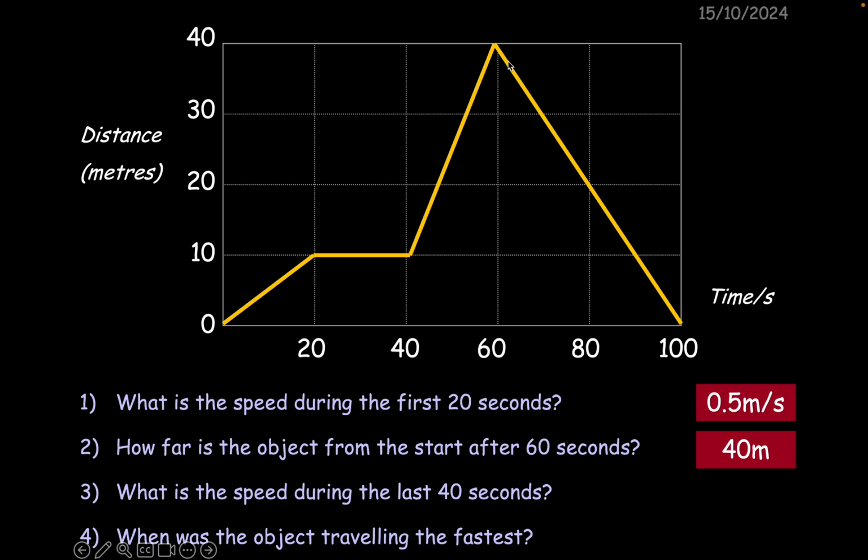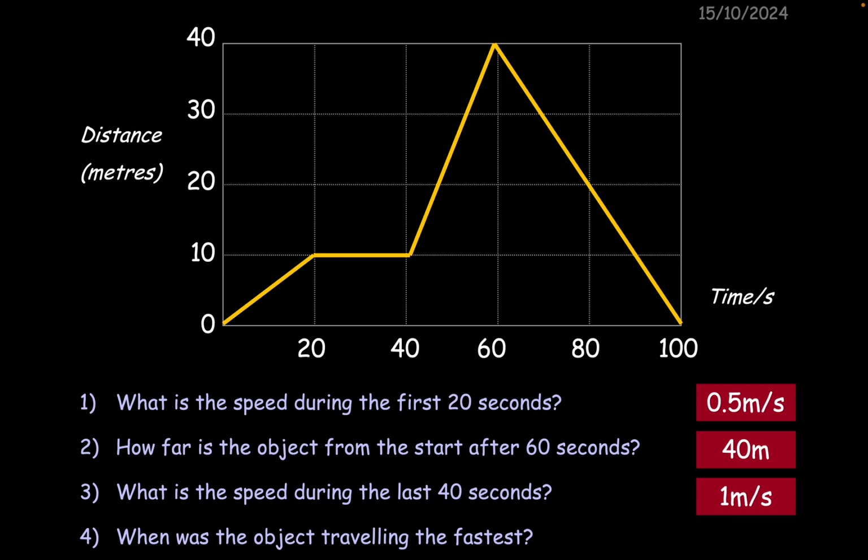Okay, what is the speed during the last 40 seconds? So this, you could say it's a negative speed because he's going backwards, yeah? But speed doesn't really have positives and negatives, but if it was a velocity, you could say it was a negative velocity, okay? So you need to do, the distance has changed from 40 to 0, and it took 40 seconds. So what's that speed? 40 divided by 40 is 1 meter per second going back to your starting position.